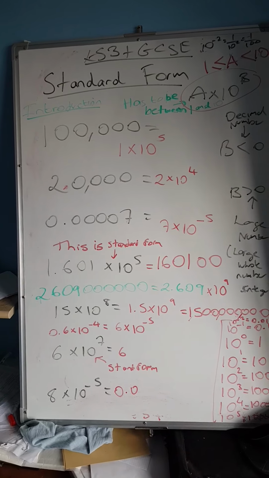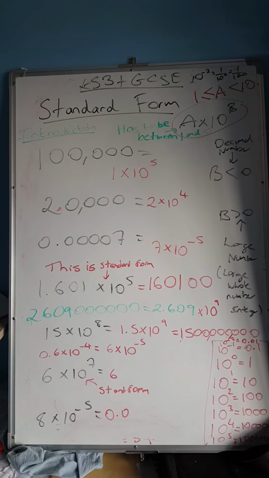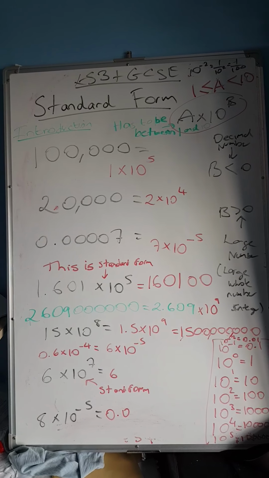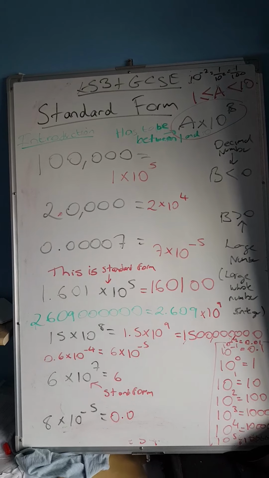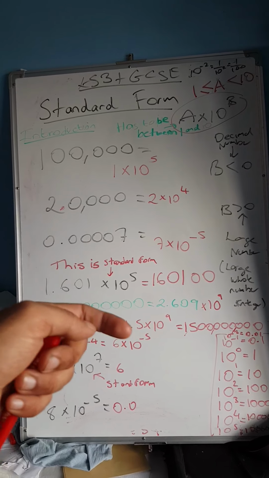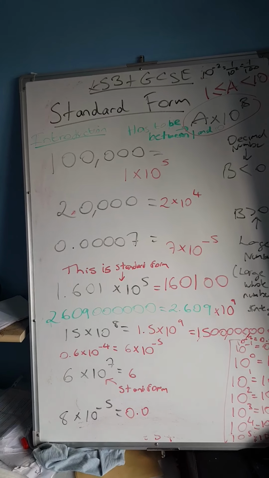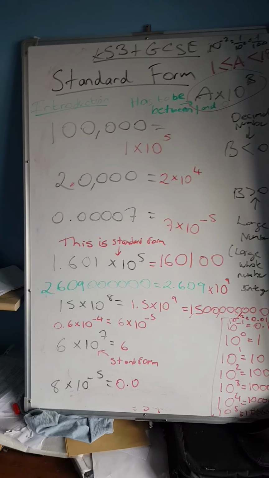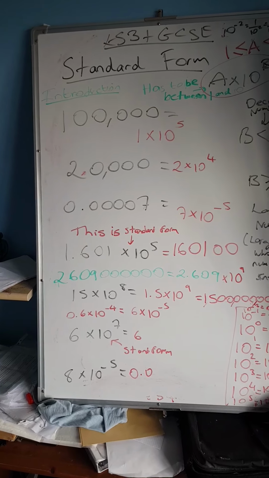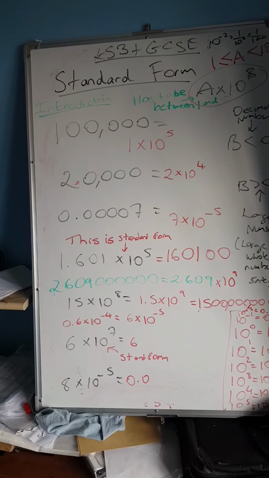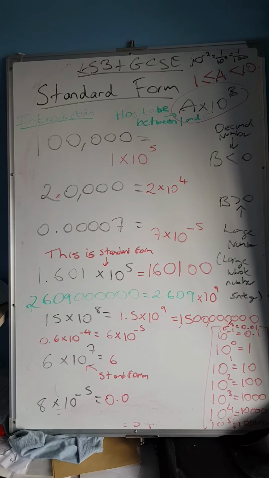Okay. Right, guys, last few examples. 0.6 times 10 to the minus 4 is 6 times 10 to the minus 5, which again will have a decimal answer. It will be 0.00006. Okay, and then 6 times 10 to the 7, that is in standard form, and then 8 times 10 to the 5, so they will give us our answers.